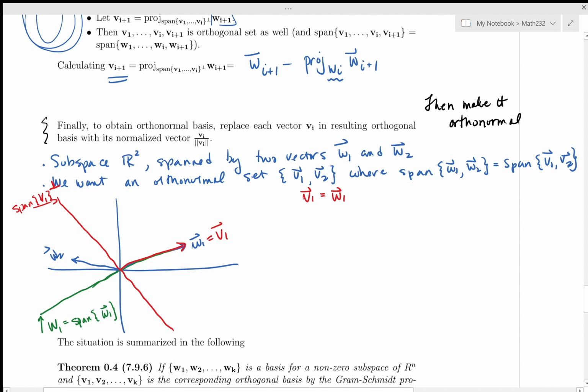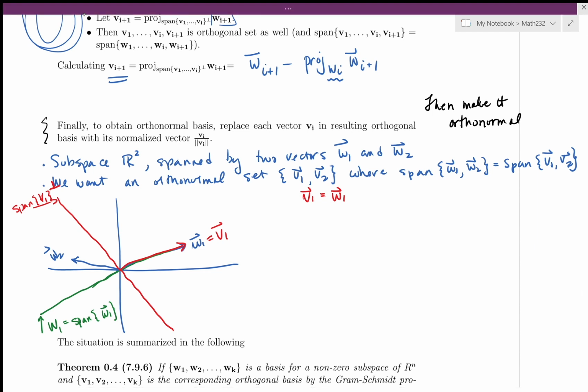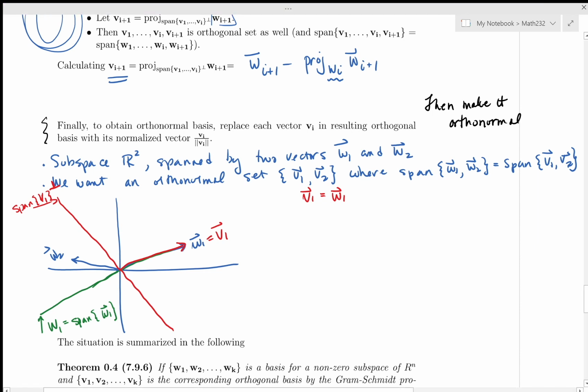Okay, right. Then I project W2 onto that red line. So I take W2 and I project it this way. And I get this guy. That is V2. Now you can see what's happened because I did that. V1 and V2 are orthogonal.